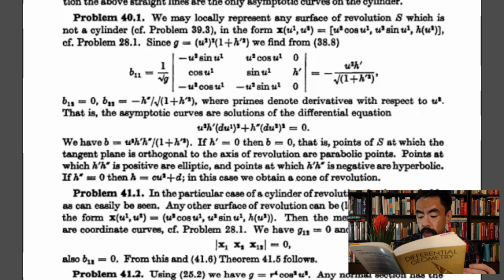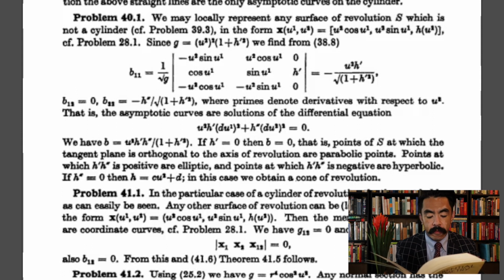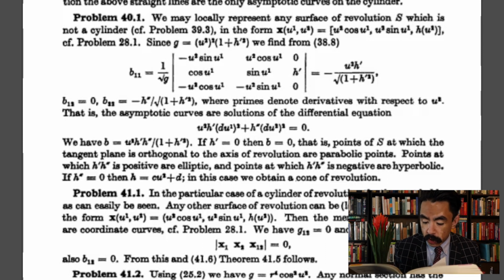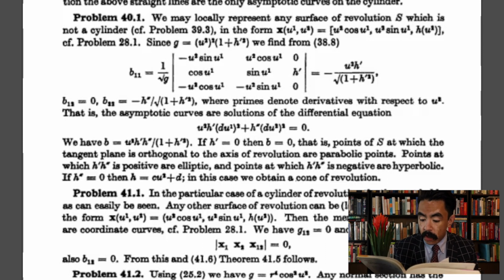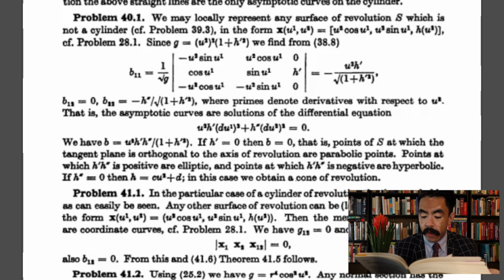Since g is equal to the square of u2 times the quantity 1 plus h prime squared, we find from the relation b_αβ equals 1 over the square root of g times the determinant, where column-wise it goes vector x1, vector x2, and vector x_αβ, that b_11 is equal to the reciprocal of the square root of g times a determinant, where column-wise it goes negative u2 sin u1, cos u1, negative u2 cos u1, and in the second column u2 cos u1, sin u1, negative u2 sin u1, and in the third column 0, h prime, and 0.